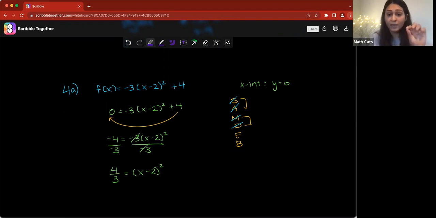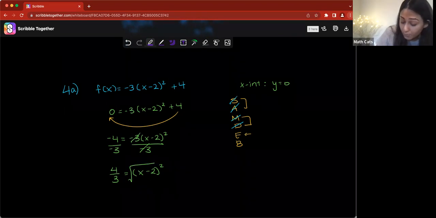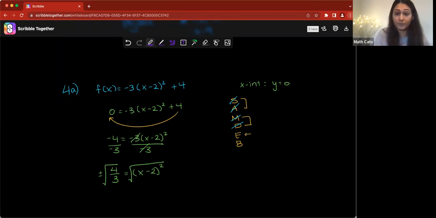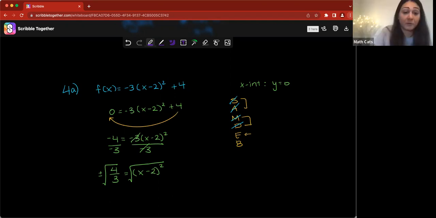Now the next one is exponent. Do you have an exponent on this bracket? Yes, squared. How do you undo a squared? Square root it. Just remember, when you square root something, you take the positive and negative square root. It's always plus or minus. Like the square root of 4 is plus or minus 2, because 2 times 2 is 4 and negative 2 times negative 2 is 4. So it's always plus or minus when you take a square root.